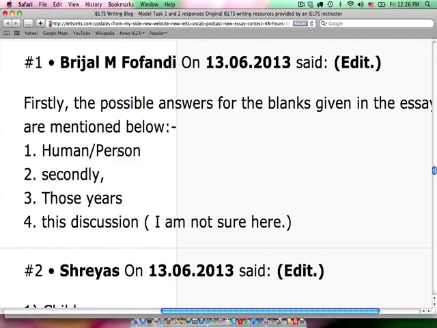And number 4, this discussion. The sentence reads, the positive nature of blank makes it clear that living with an animal enhances a person's life. And this discussion would work fine. So well done, Bridgel. Thank you for those.